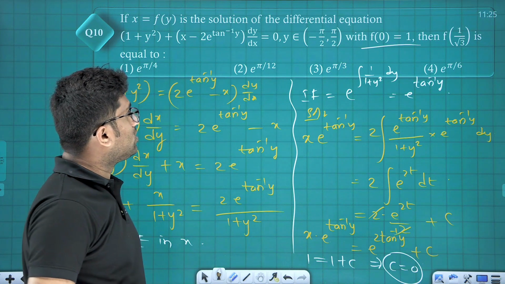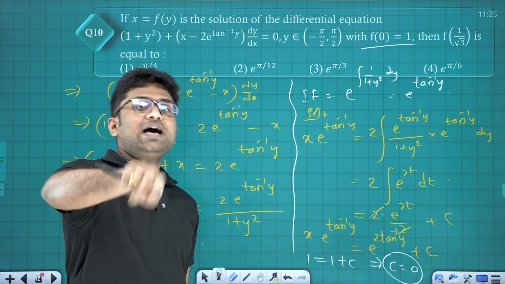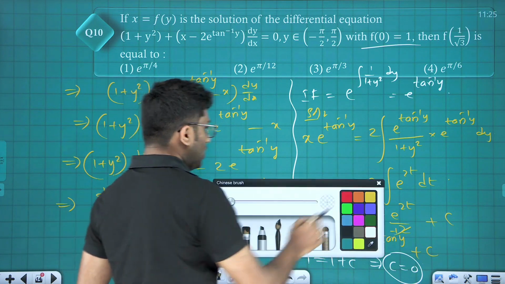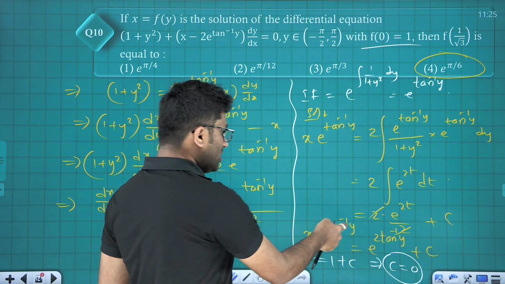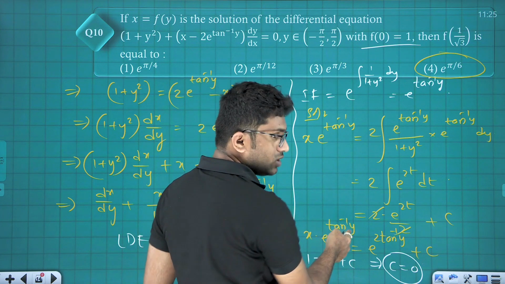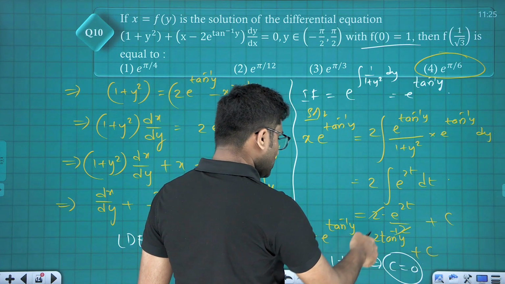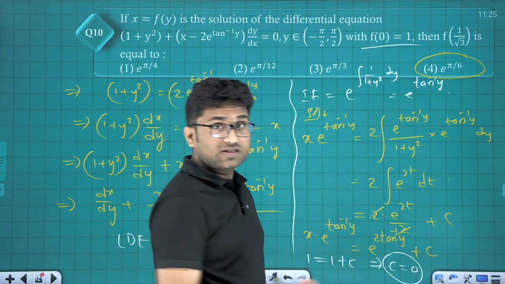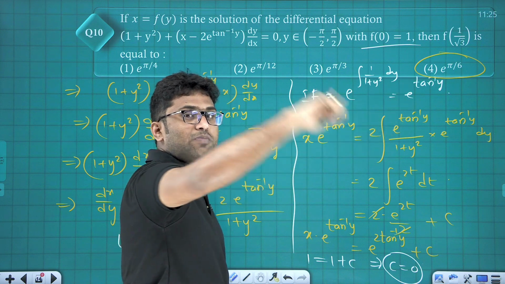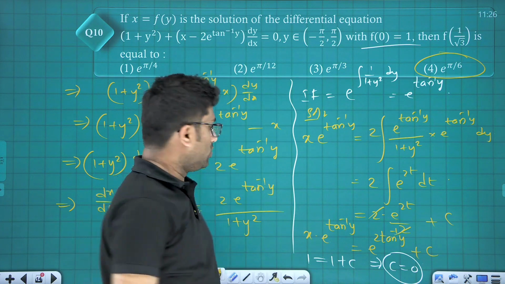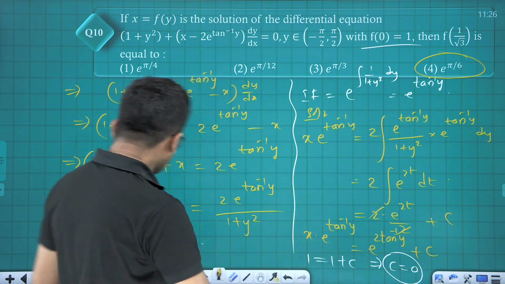Now they are asking f of 1 by root 3. F of 1 by root 3 means put y is equal to 1 by root 3 and get the x value. So you'll get x value as e power pi by 6. When y is 1 by root 3, tan inverse of 1 by root 3 is pi by 6. So x into e power pi by 6 is equal to e power 2 pi by 6. E power 2 pi by 6 goes to that side. E power 2 pi by 6 minus pi by 6 is directly e power pi by 6. So directly the answer is e power pi by 6, as c is 0. Next question.